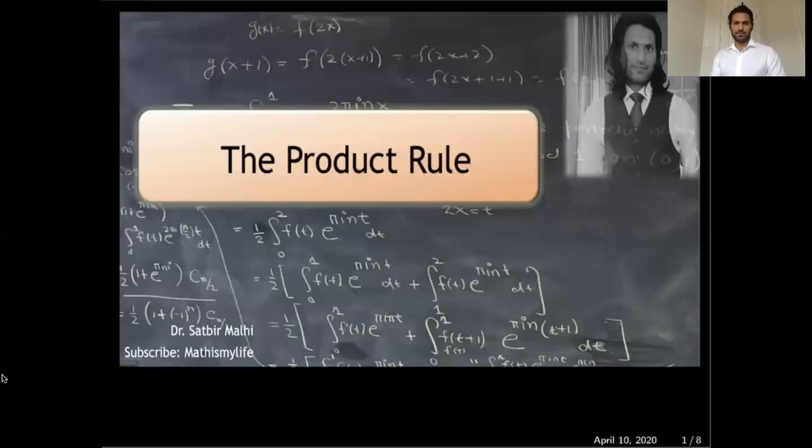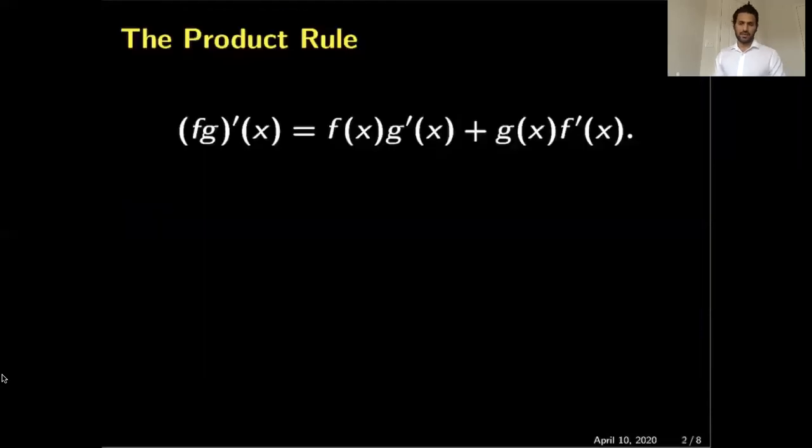Hello, this is Satbi. In this video, we will learn the product rule of derivative. Product rule is a formula which calculates the derivative of the product of two functions. Here is our formula. The formula says that the derivative of the product of f and g is the function f times the derivative of g plus function g(x) times the derivative of the function f.